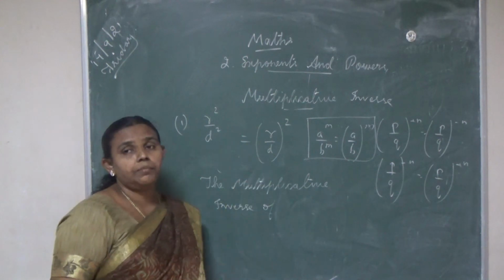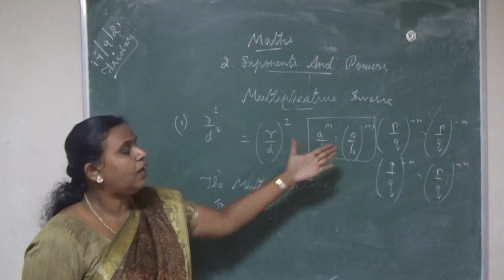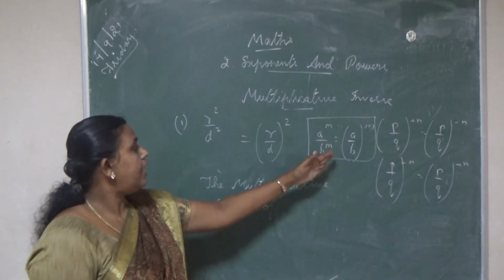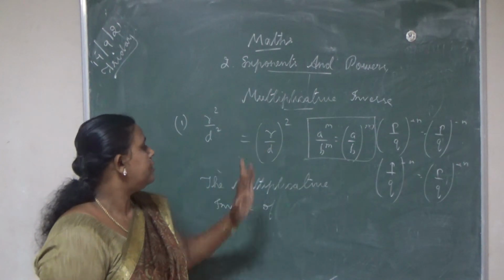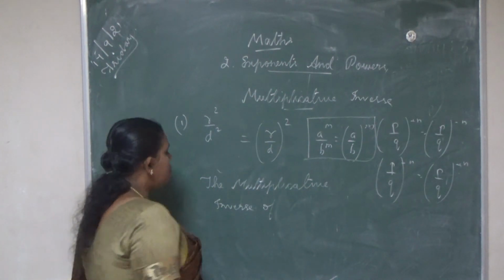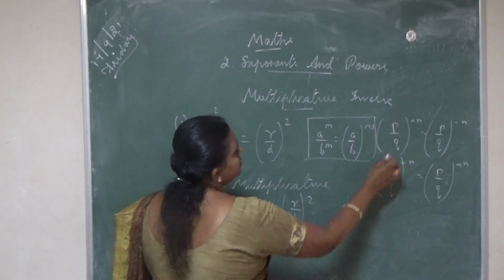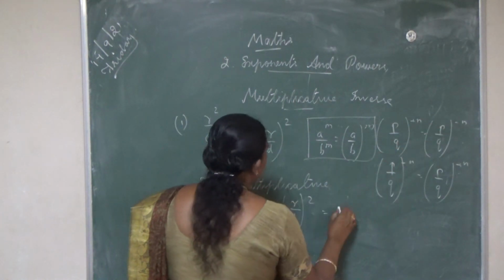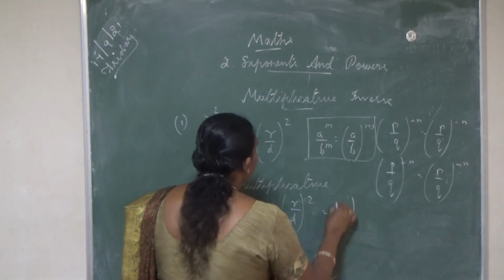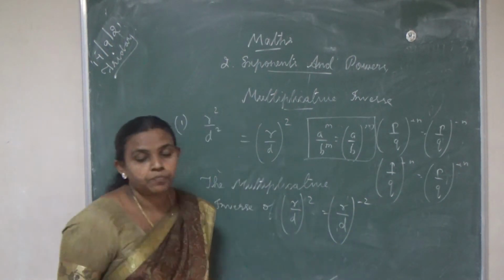How can I write r by d? Here we have one law. According to this law, I applied it and got r by d the whole power 2. Now the multiplicative inverse of r by d the whole square. See, plus n means minus n. That is r by d the whole power minus 2.